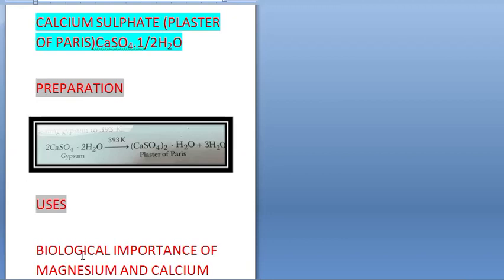99% of body calcium is found in bones and teeth. Calcium helps in neuromuscular functions, neuromuscular transmission, cell membrane integrity, and blood coagulation. Calcium concentration in plasma is about 100 milligrams per liter, and it is maintained by calcitonin and parathyroid hormone.